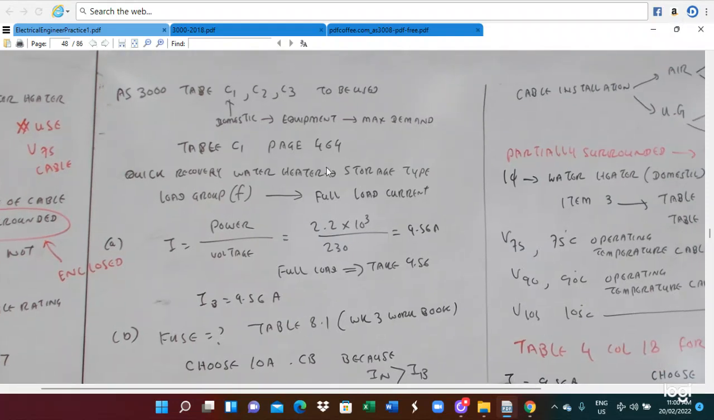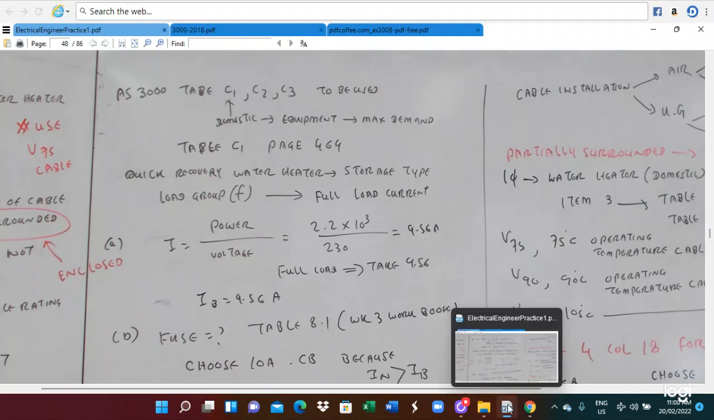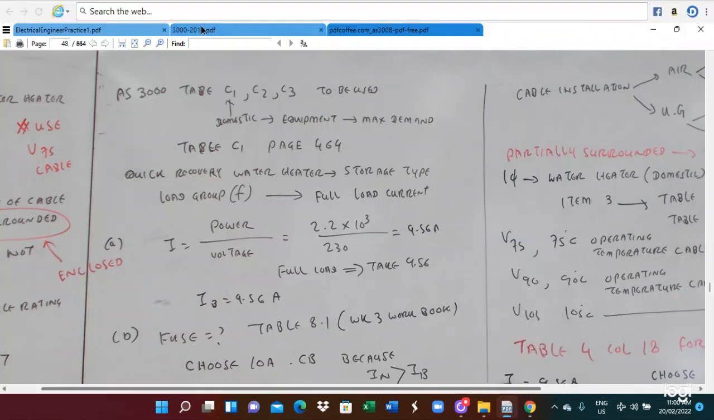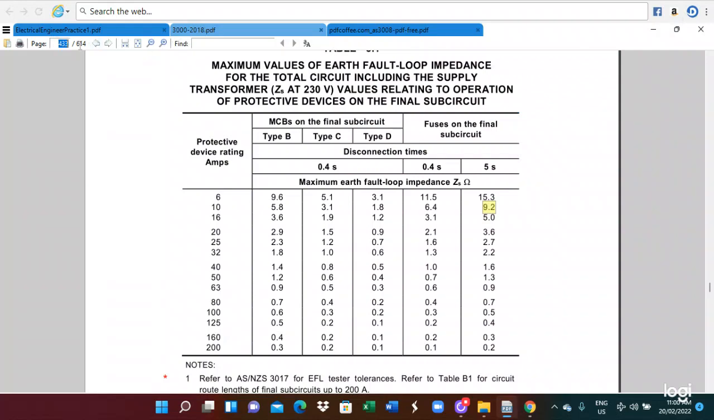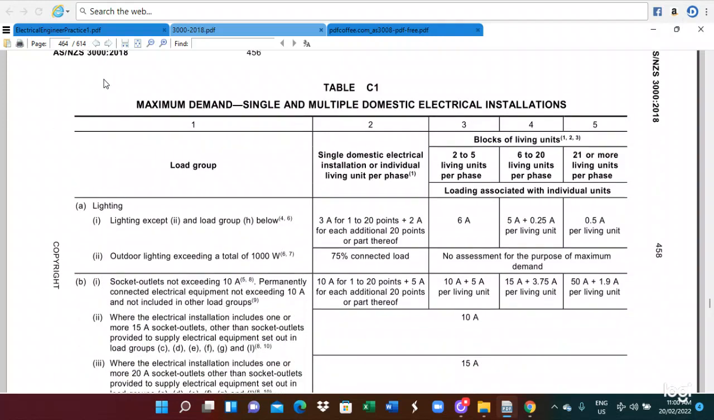So the EL0039 tables C1, C2, C3 have to be utilized. In this case, for the domestic equipment maximum demand condition, table C1, page 464 has to be utilized. Okay, this is load group, the current calculation.